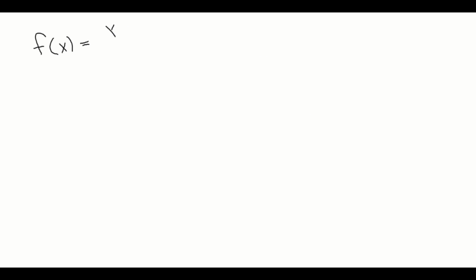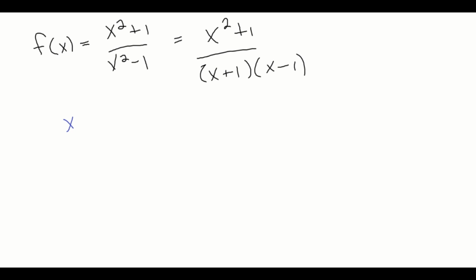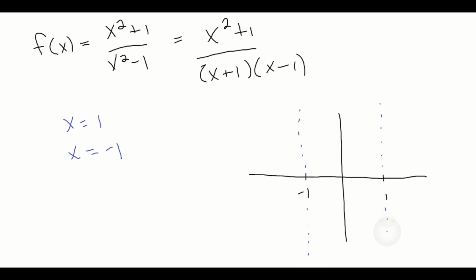Try this one. You'll need to simplify this expression to see where the denominator is 0. The denominator is 0 at x equals 1 and negative 1. And at both those values, the numerator is not 0. Therefore, this graph has two vertical asymptotes. Here's what it looks like.